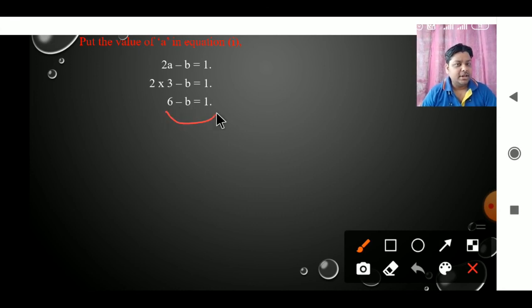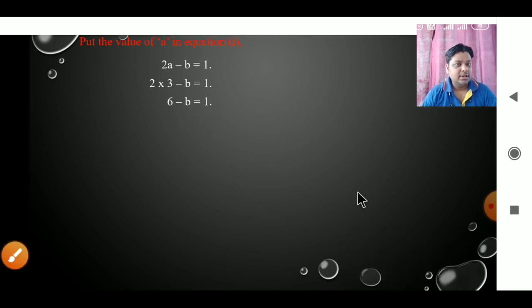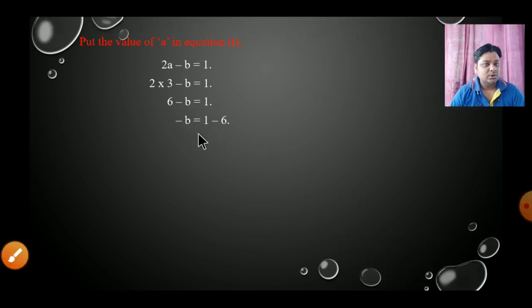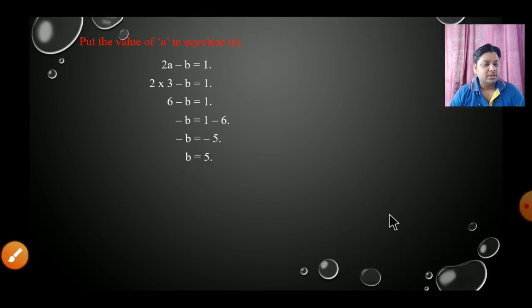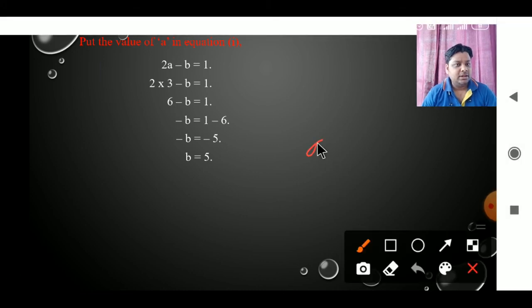We can keep 6 to that side. Then what is left in LHS? Minus b. Okay, and here 1 minus 6. So minus b is equal to 1 minus 6 is equal to minus 5. So minus minus cancelled out. Then what is left? b is equal to 5. So we got the value also. a is equal to 3. We got a is equal to 3 and b is equal to 5.